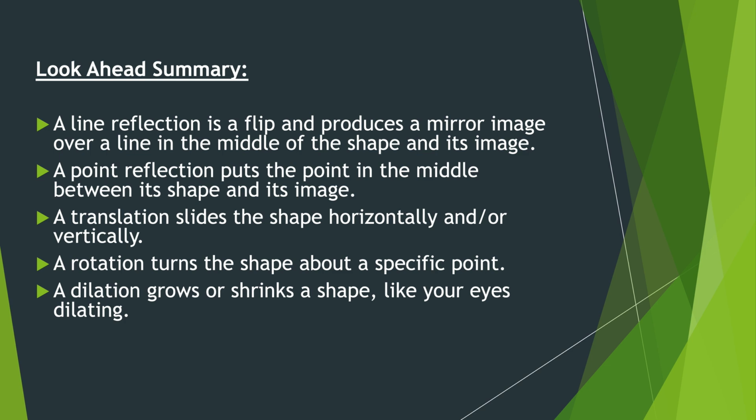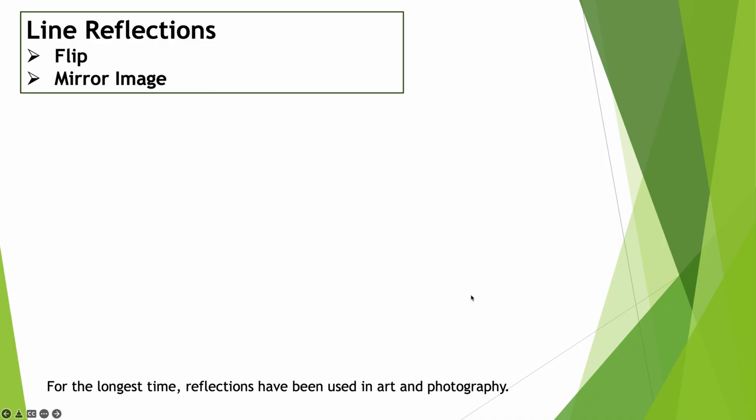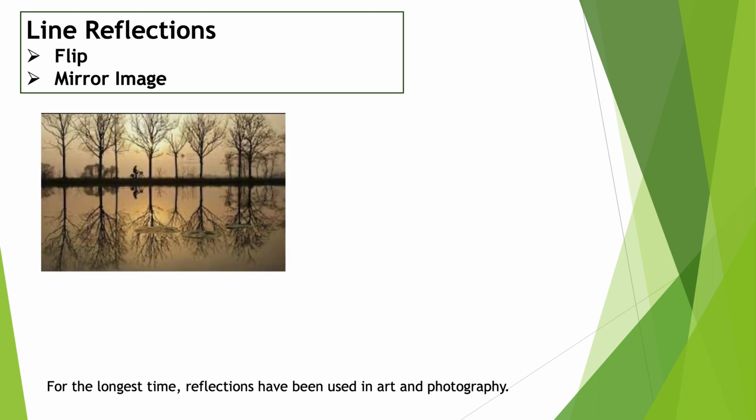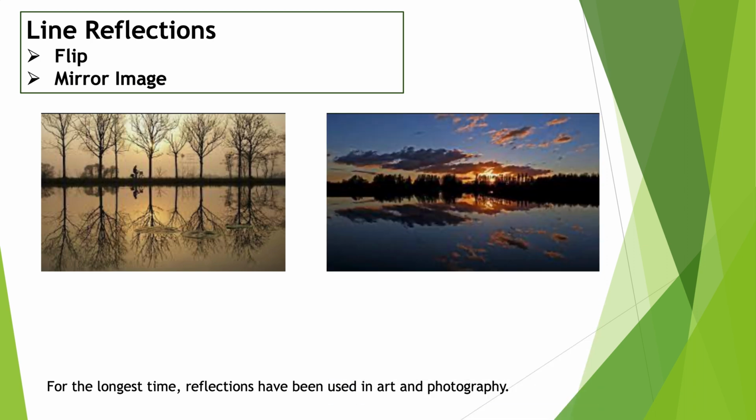All right. Now, let's talk line reflections first. Two key words to keep in mind with line reflections are a flip and a mirror image. And for the longest time, reflections have been used in art and photography. Honestly, most of these transformations have been used in art and photography. For example, there's one with a line reflection running right down almost the middle. It's slightly closer to the top, which, by the way, is generally speaking considered to be good standard photography technique. And another.